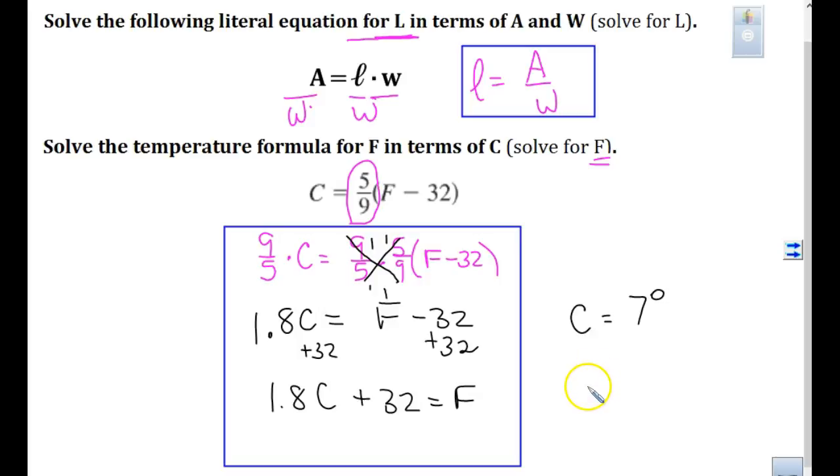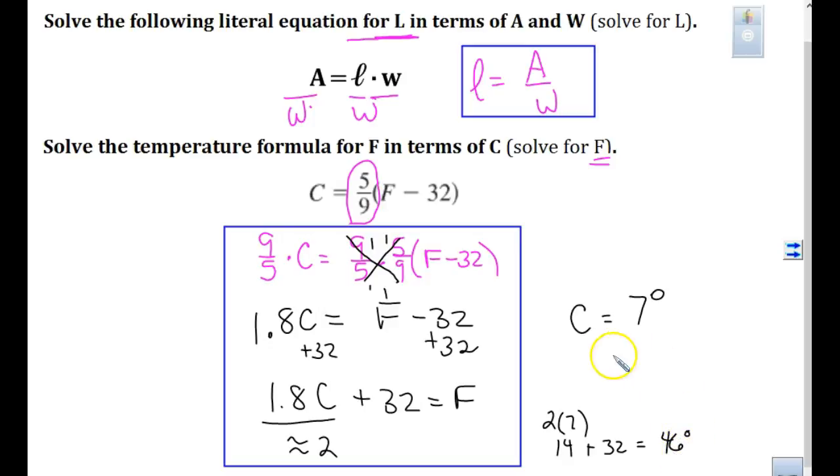That if I told you you're someplace in Canada right now, would you be thinking it's as cold as it is here? Obviously not. But here's the deal. If you're ever traveling internationally, this 1.8 times C, that's almost, 1.8 is approximately 2, right? It's really close to it. And so 2 times 7 would give us 14. And 14 plus 32 means that we should be at about 46 degrees. That'd be nice here in the winter, wouldn't it?